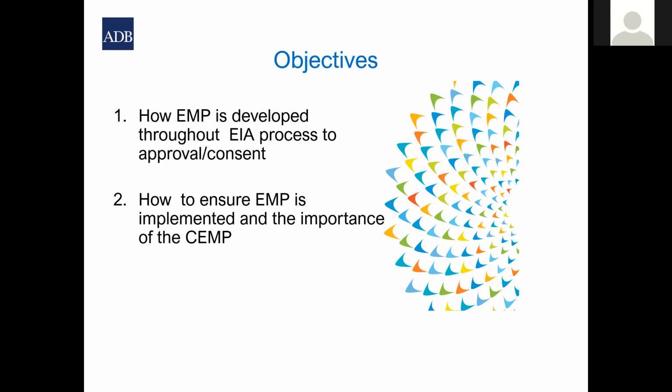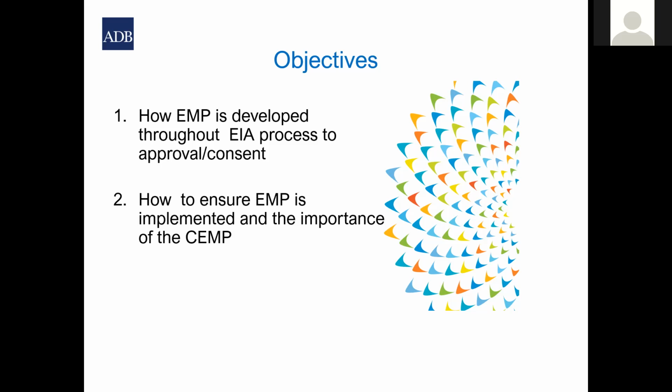Now, the second objective is how to ensure that the EMP is implemented, and the importance of the Construction Environmental Management Plan, or Construction Environmental and Social Management Plan if you're from World Bank. So CEMP or CESMP means the same thing. It's one thing to have a really good environmental management plan, but it's quite a different thing to ensure that it is implemented. So our second objective will be to look at how we can ensure that the environmental management plan is implemented effectively.